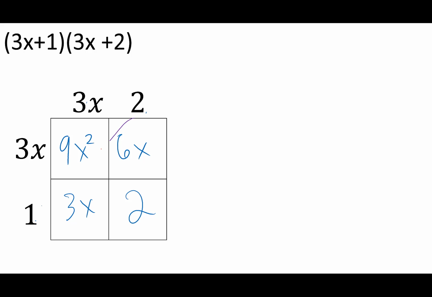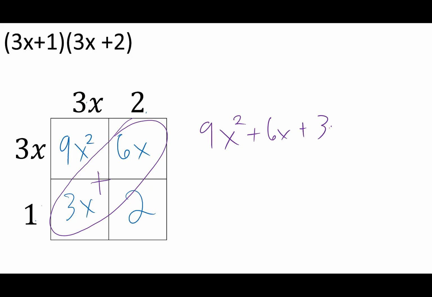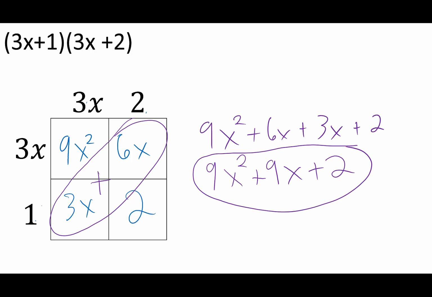Now notice right here, those are my like terms, right? They both have an x. I'm going to add those two together. So pulling out, we get 9x squared plus 6x plus 3x plus 2. So 6x plus 3x gives me 9x. And there's my final answer.